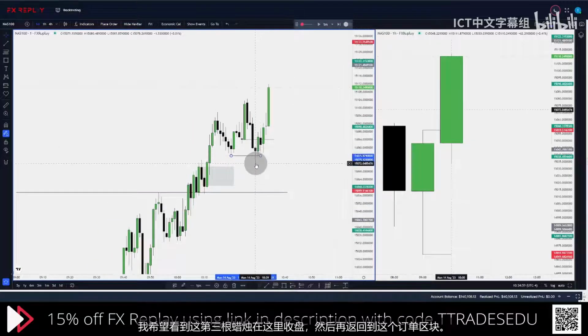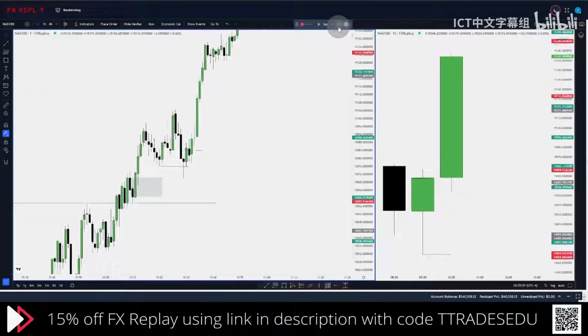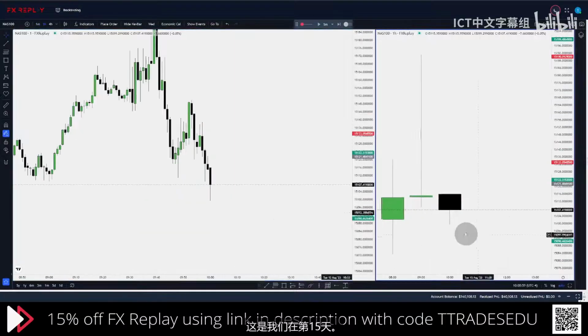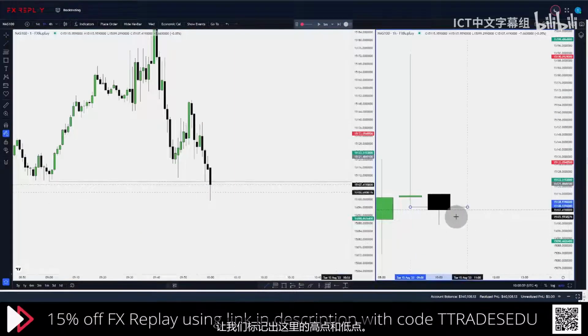I want to see this third candle close below here before returning to this order block. And yeah, we just rip higher. So let's go to the next session. So here we are on the 15th. Let's mark out this high and the low here.